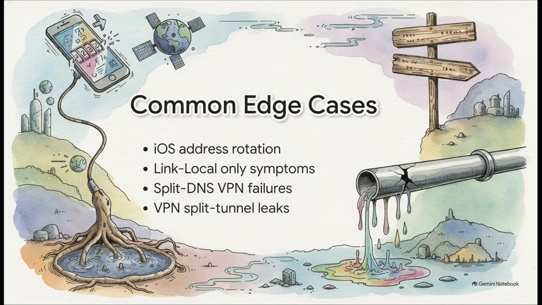Now you also got to watch out for specific mobile and VPN quirks. For instance, iOS rotates addresses super aggressively to prevent user tracking. If you are looking at an iOS device and it only shows a link local address, the one starting with FE80, and absolutely no global unicast address, that means router advertisements simply aren't reaching the device. We also see frequent issues with split DNS failing on VPNs where internal queries accidentally hit external servers. And always audit for split tunnel leaks, where legacy VPN clients might bypass your corporate security policies entirely for IPv6 traffic.